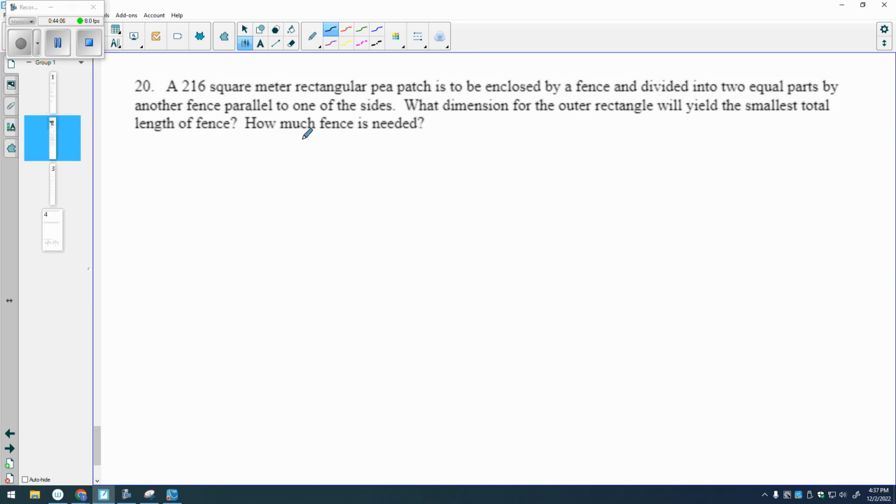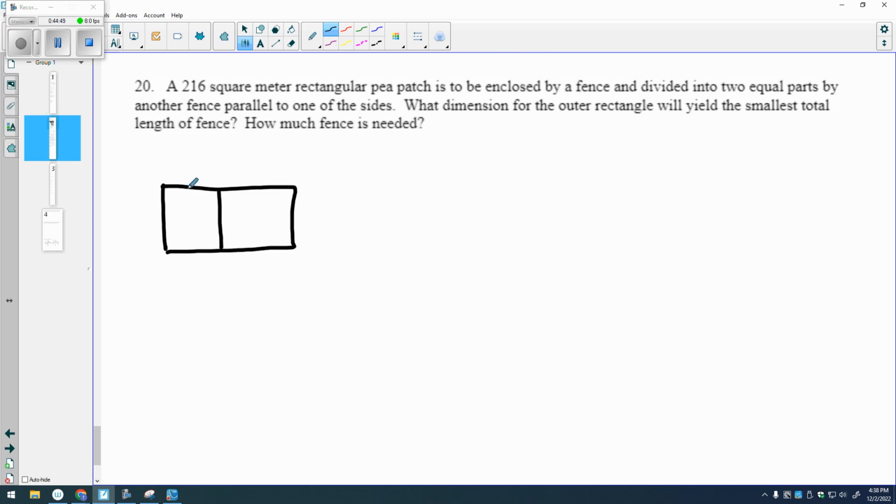Okay, we have 216 square meters. So I know I'm talking about area, and we're looking at making a rectangle divided into 2 equal parts by a fence running parallel to one of the sides. You could have gone this way. There's nothing in the directions that said I couldn't go this way. So what are the dimensions for the outer rectangle, this big, huge thing, that'll yield the smallest total length of fence? It's getting late in the day.